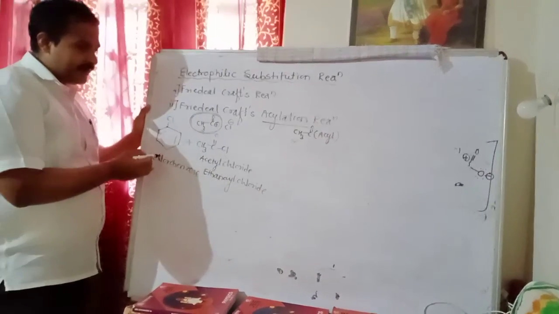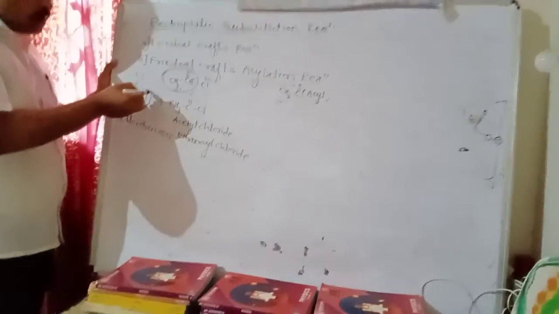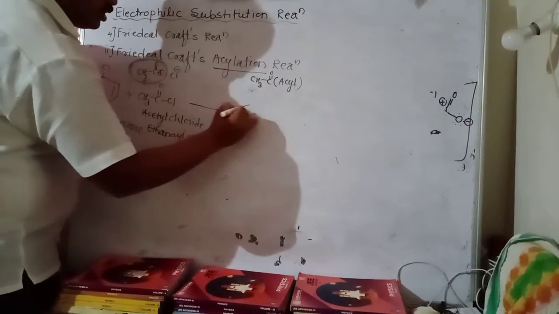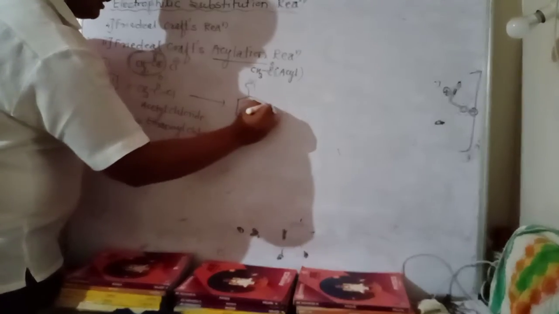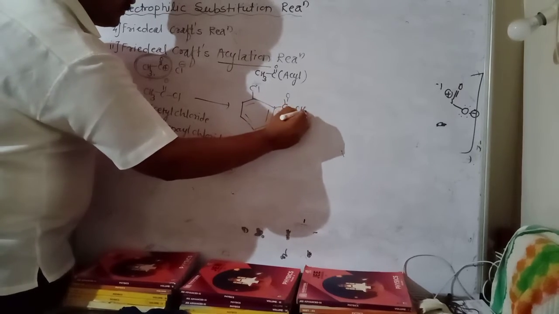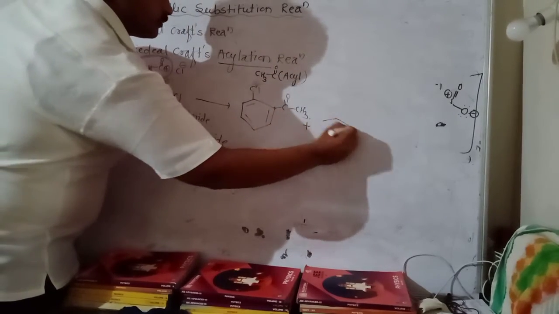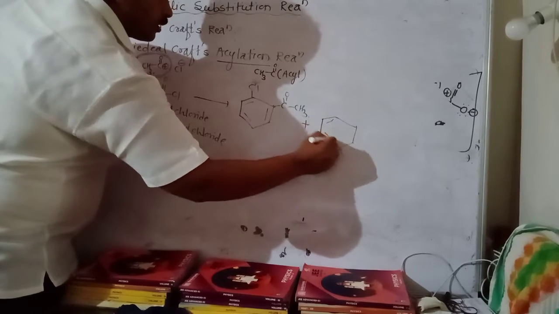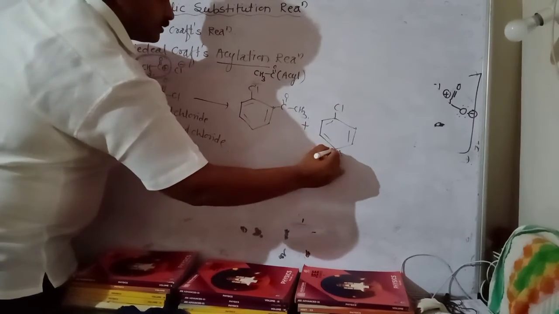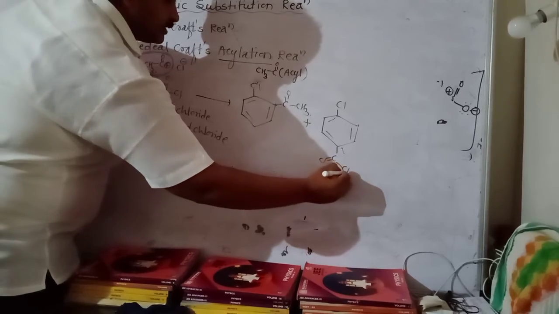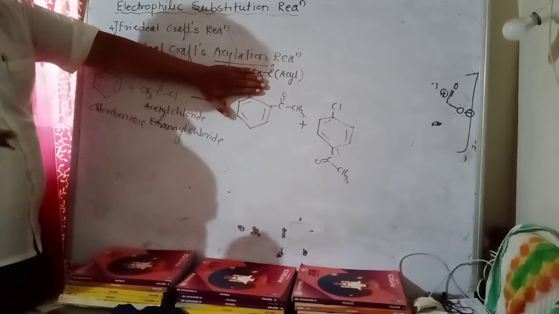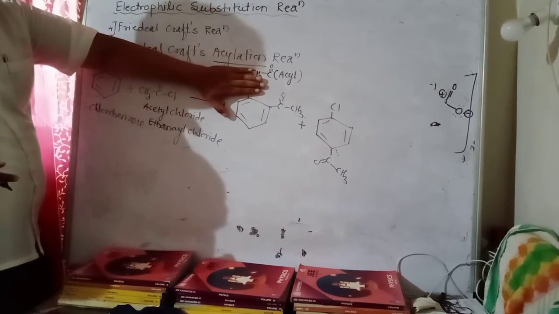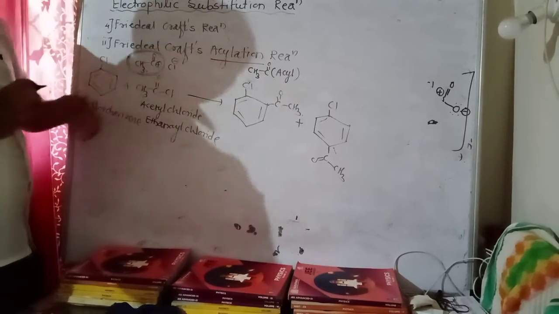Chlorobenzene is ortho-para directing, therefore this electrophile goes to the ortho and para positions of the chlorobenzene, forming new products. First product: COCH3, second product: Cl, C double bond O CH3. Tell me the name of the compound. You know that it is a benzene with COCH3, so it is acetophenone. Acetophenone is the main compound.